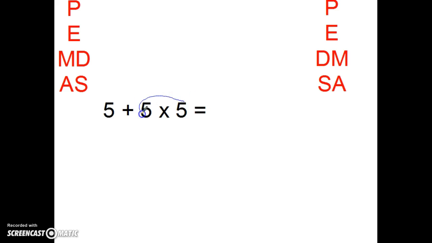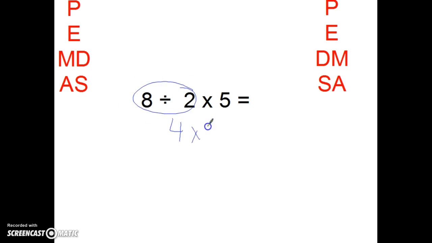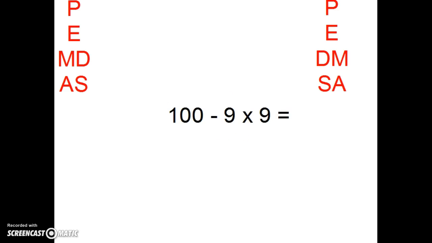Adding and multiplying. Multiplying is coming first. 5 plus 25 gets me to 30. Subtracting, multiplying. Doing my multiplying first. 9 minus 6 gets me to a 3. Dividing and multiplying. Doing the dividing first. 4 times 5 gets me to 20. Subtracting, multiplying again. Multiplying first. 100 minus 81 gets me to 19.